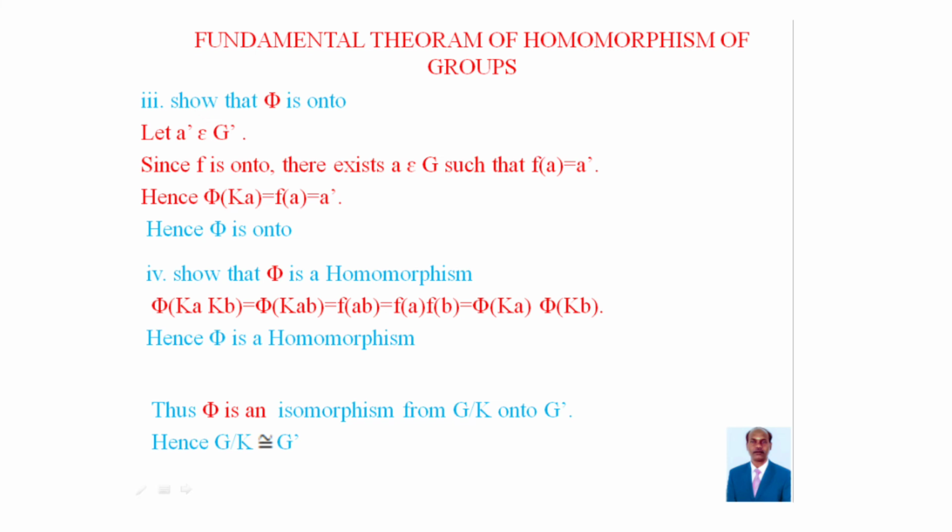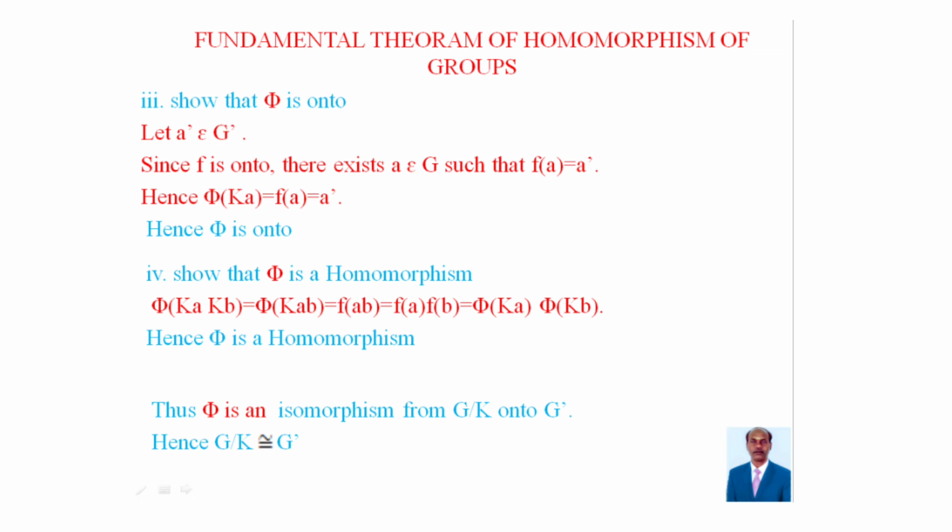So we proved that pi is a homomorphism. Now we have verified all these conditions: pi is well defined, pi is one-one, pi is onto, and pi is a homomorphism. Therefore pi is an isomorphism from the quotient group G modulo K onto G'. Therefore the quotient group G modulo K is isomorphic to G'.